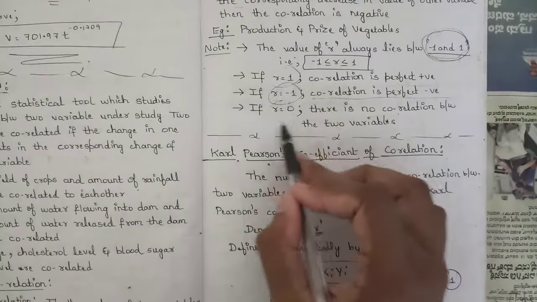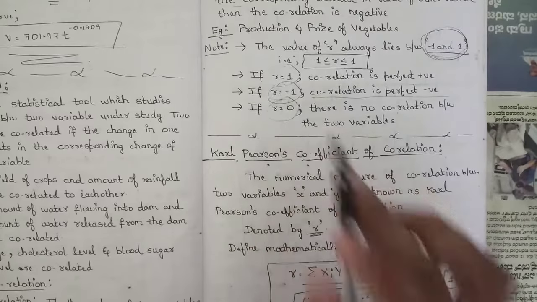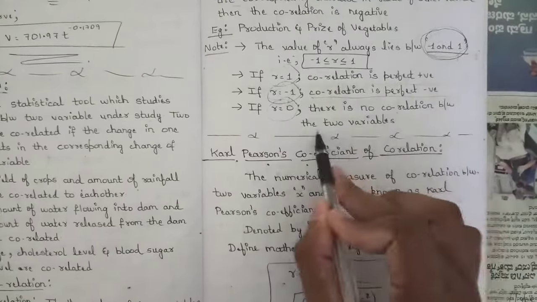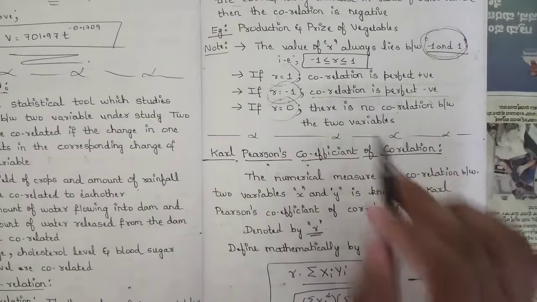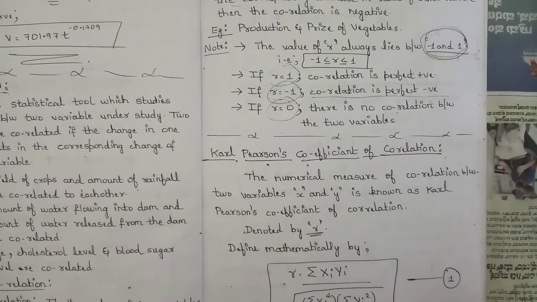If the value of R, when we solve, comes out as 0, then there is no correlation between the two variables. Whenever R is equal to 0, there is no correlation between the two variables. Okay, that's all.